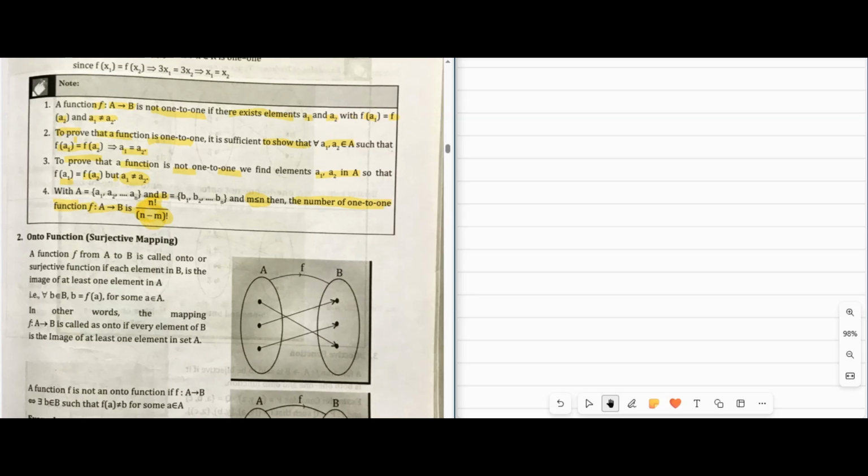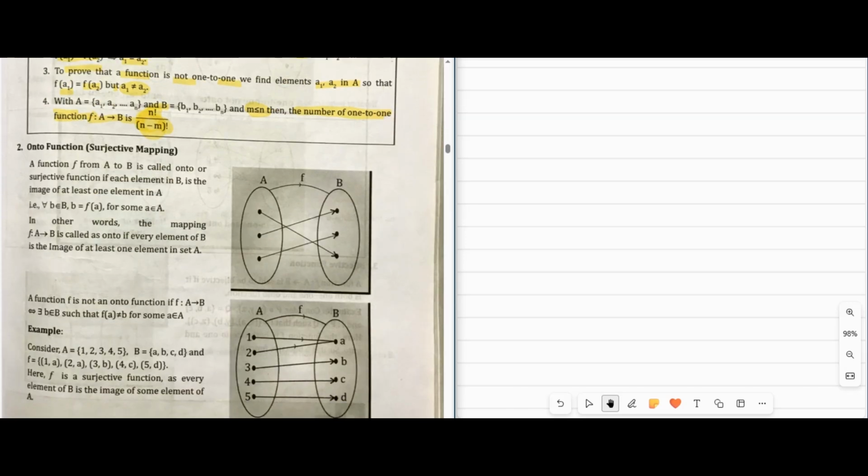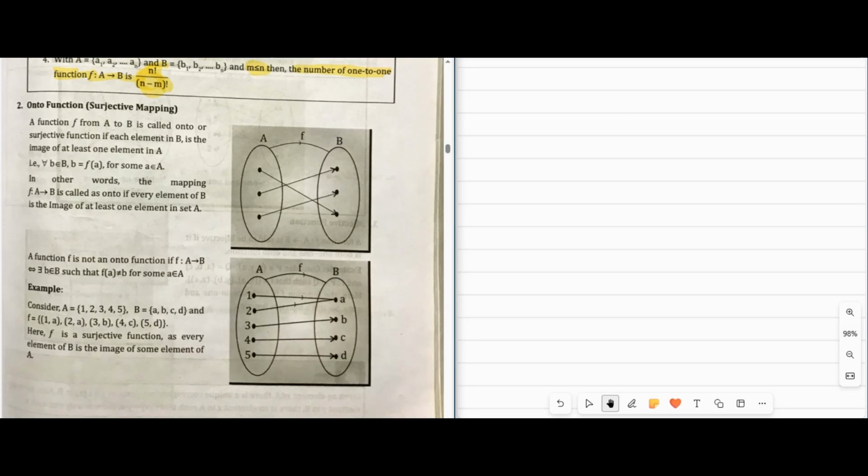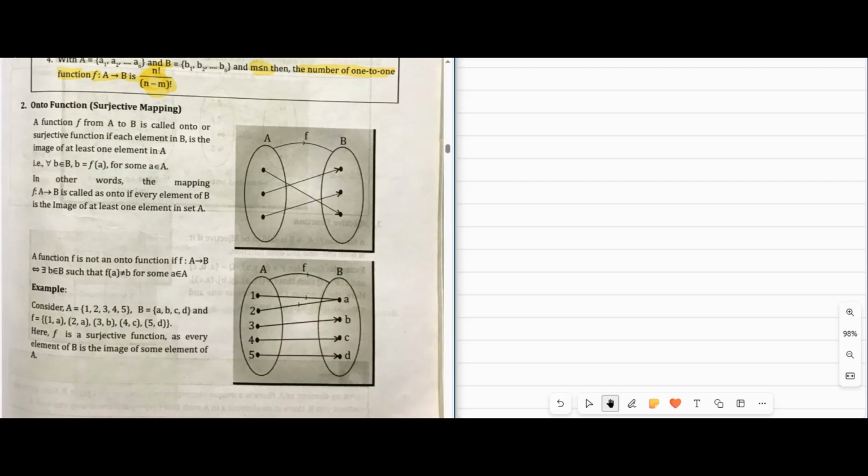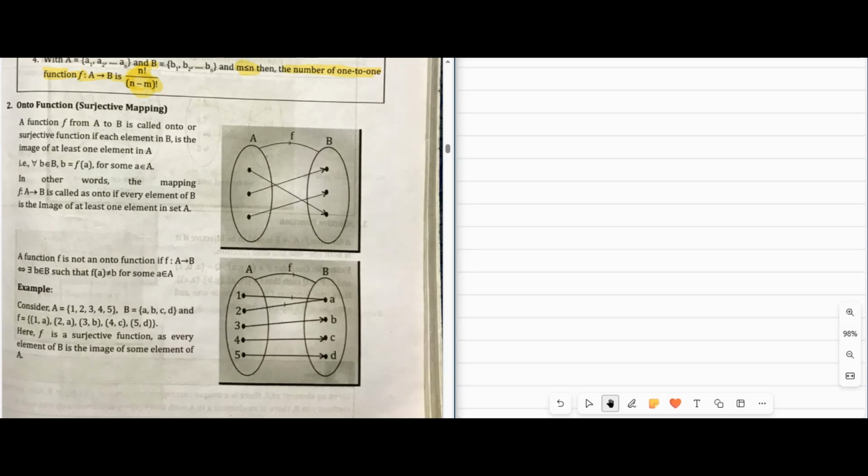Okay, so now the next one you have is onto functions. Onto is nothing but it's called surjective. So how do we write it? A function f from A to B is called onto or surjective if every element in B is the image of at least one element in A.